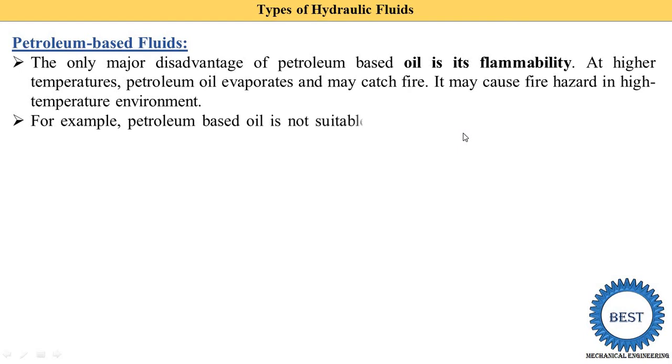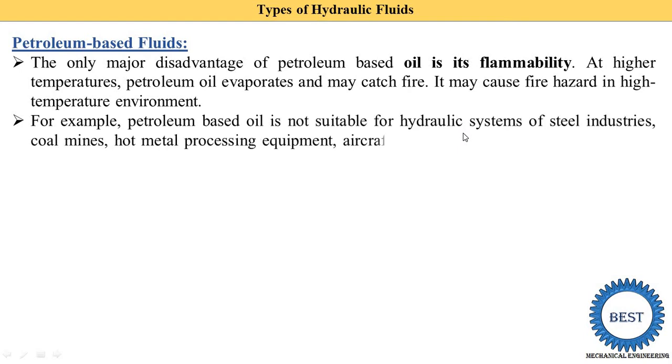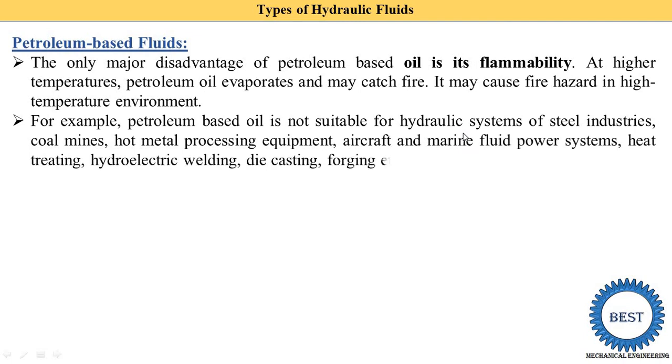For example, petroleum based oil is not suitable for the hydraulic system of steel industries, coal mines, hot metal processing equipments, aircraft, marine, fluid power system, heat treating, hydroelectric welding, die casting and forging. So here you see all the names of the various types of industries or equipments. They are working with higher temperatures. And if you use petroleum based fluids, there is a maximum possibility of fire hazards.